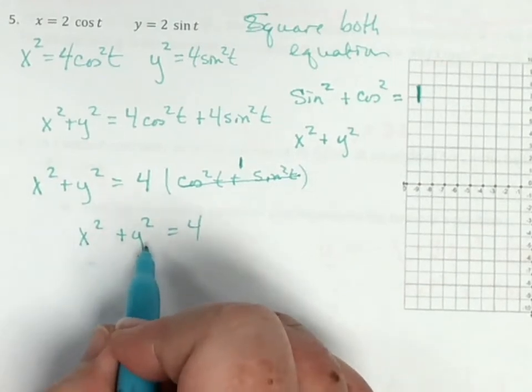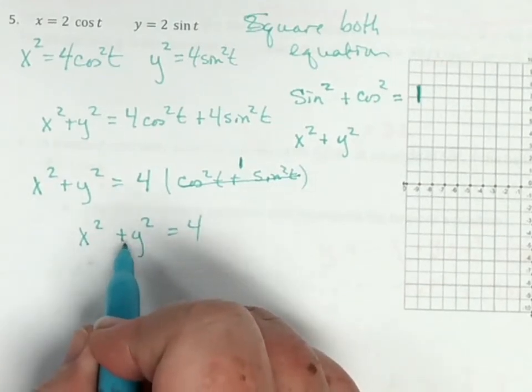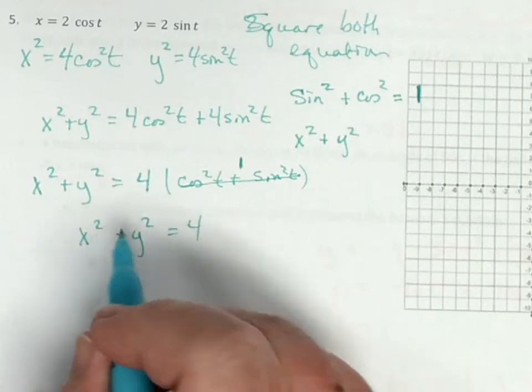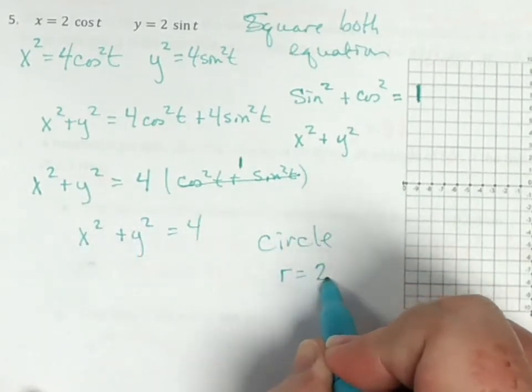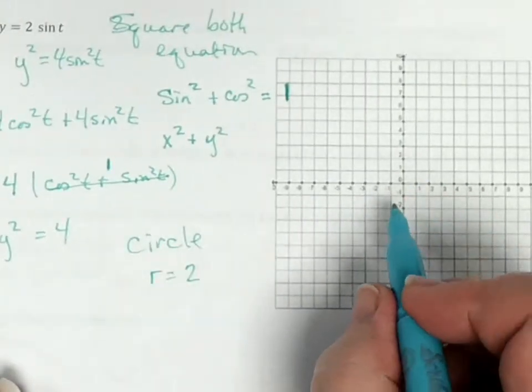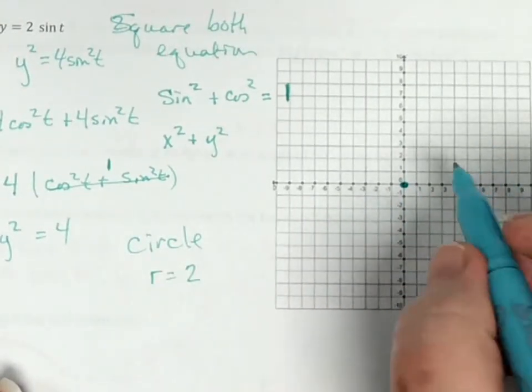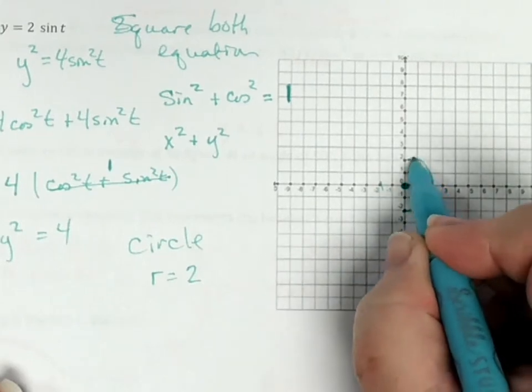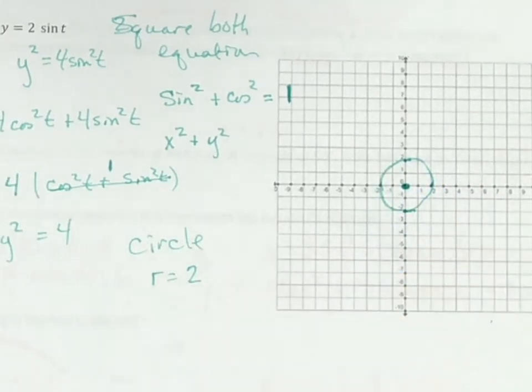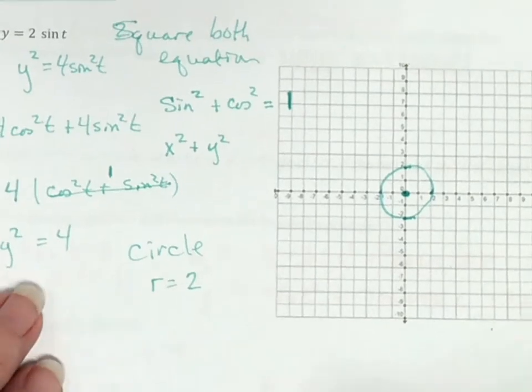Both terms are squared. They are added. The coefficients are equal. We now have a circle with a radius of 2 and a center at the origin. So I put my center, 2, 2, 2, and 2, and I draw my circle. Okay? All right.